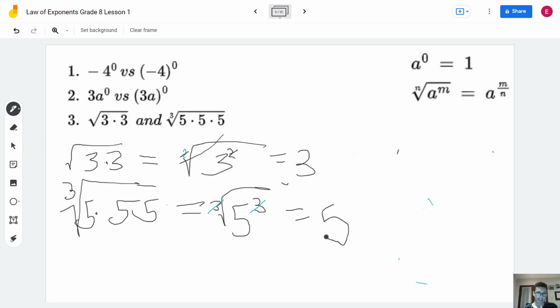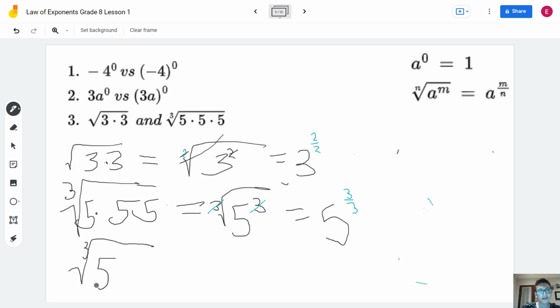Now it's not actually cancelling, but what is actually happening is this rule. When you have an n here, which is our 2, and we have an m here, which is our 2 here, then it simplifies to m over n, so 2 divided by 2. So actually what's happening is the 2 divided by 2. Similarly here, we have cube root of 5 cubed. So it's actually a 3 over 3. Okay, so let's see if that actually makes sense.